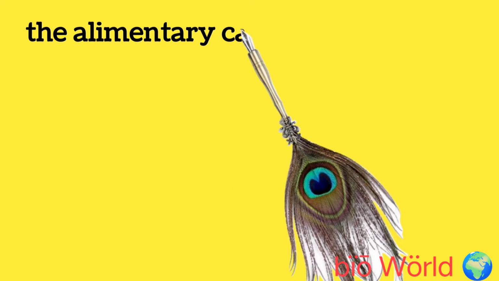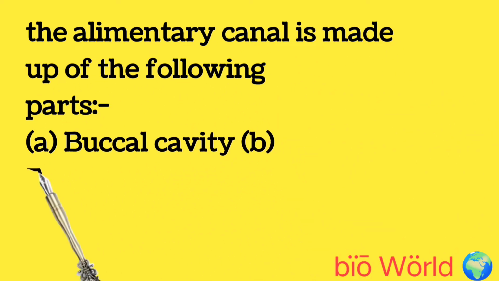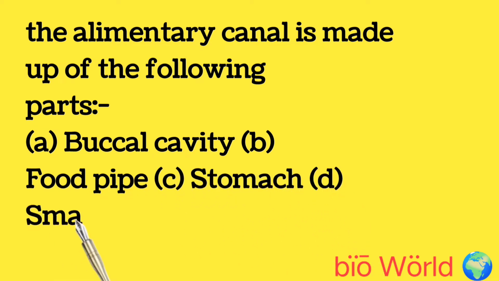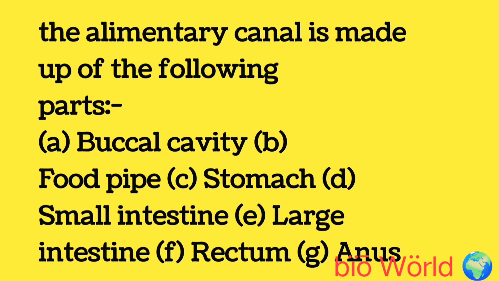The alimentary canal is made up of the following parts: A. Buccal cavity. B. Food pipe. C. Stomach. D. Small intestine. E. Large intestine. F. Rectum. G. Anus.